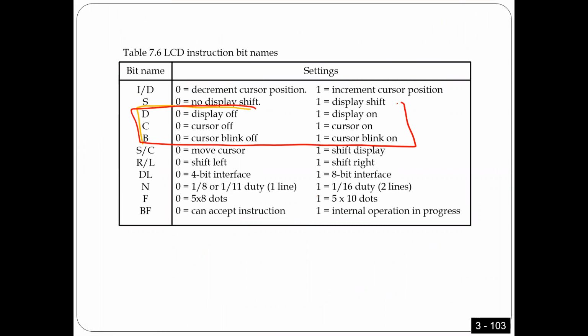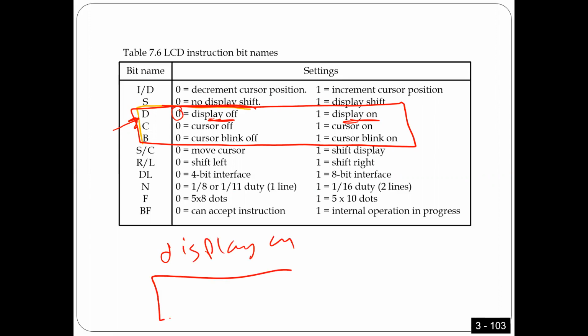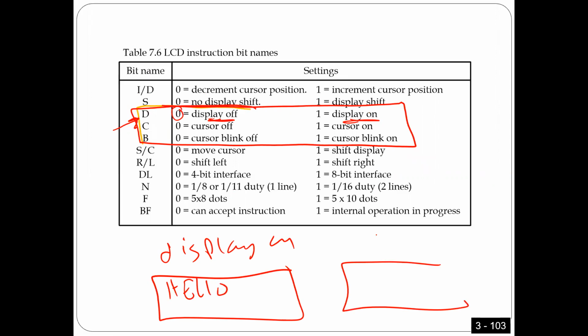So we have 3 bits, and every bit is going to do different things. For example, you can see here, D, this bit. If you put 0, that means the display is off. If you put 1, it means the display is on. If the display is on, you will see something like hello. If it is off, you are not going to see anything.